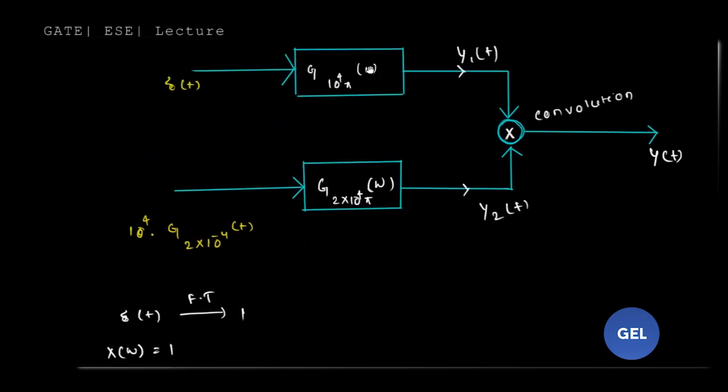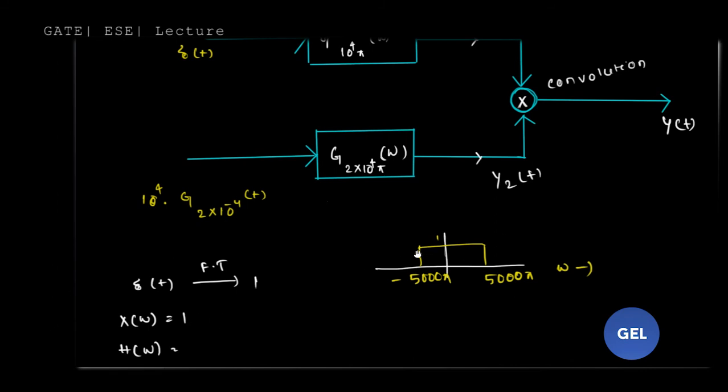g of omega by 10 to the power 4 pi. So what will this become? Sir, this can be represented as 10 to the power 4, that means 10,000. So this will be from minus 5,000 pi to plus 5,000 pi, and the magnitude is 1, I think, yes. The domain is omega. So this is your H of omega, and this is your X of omega. X of omega is 1 and H of omega is this.